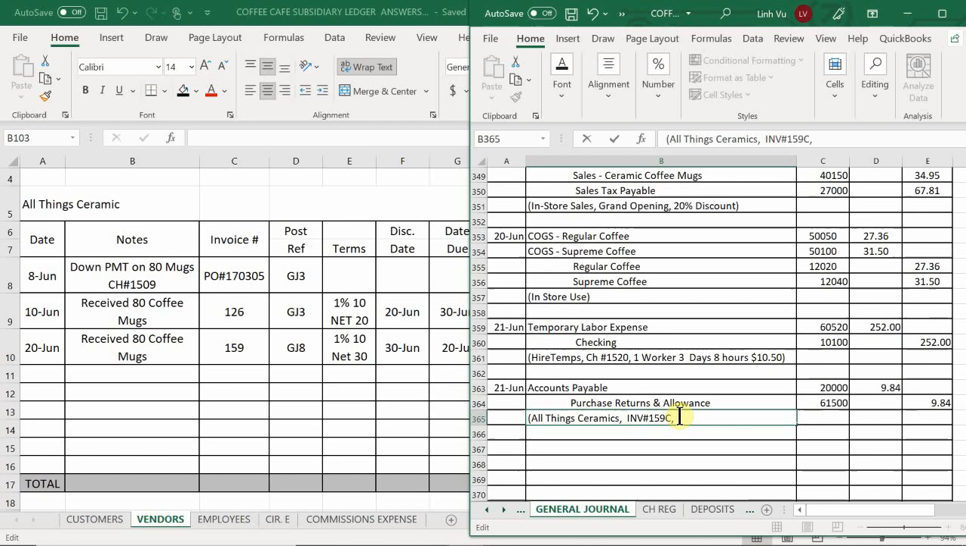And again, we returned 4 mugs for full refund.